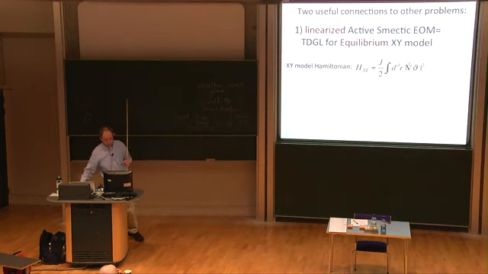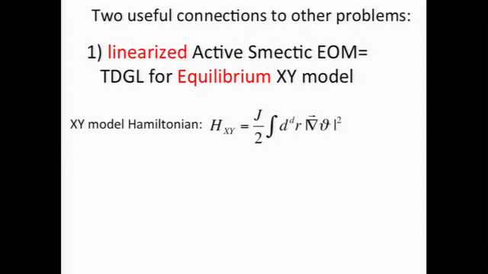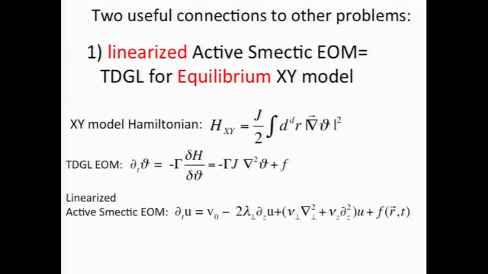The XY model is just a model where you have arrows pointing in a plane, and you say that they all want to point in the same direction, so there's an energy cost for making them point in different directions. That energy is proportional to the square of the gradient of the angle that they're pointing at. Okay? So that's the XY model. And if you just write down simple Ising dynamics, time-dependent Ginsburg-Landau dynamics, you get a simple diffusion equation. Okay? And that looks a lot like our equation of motion.